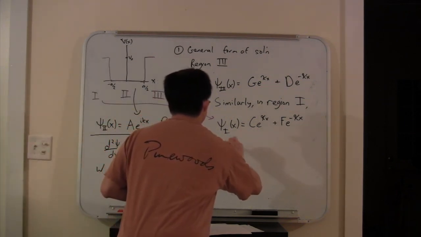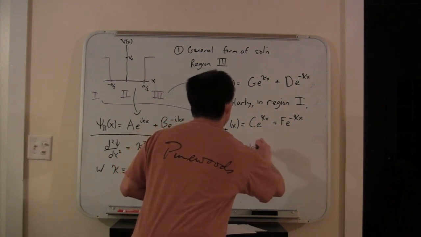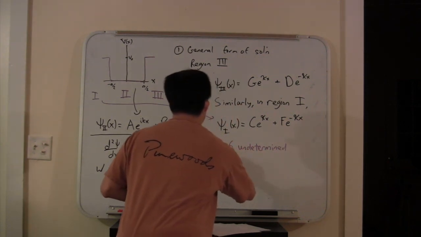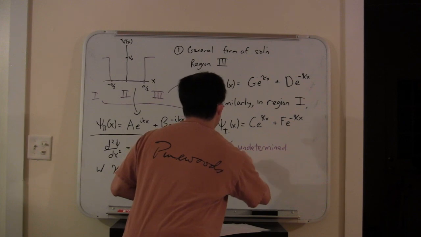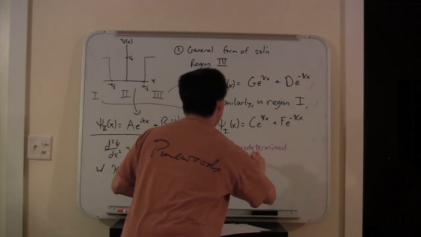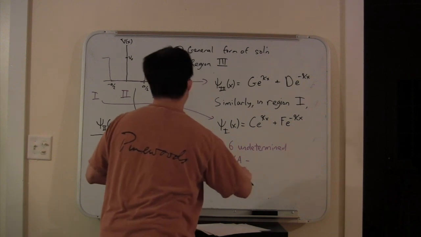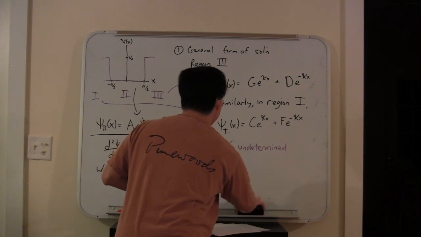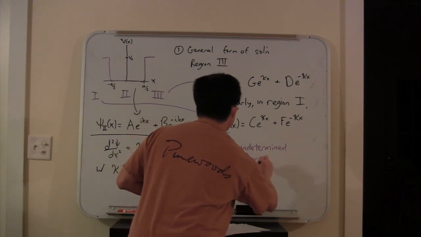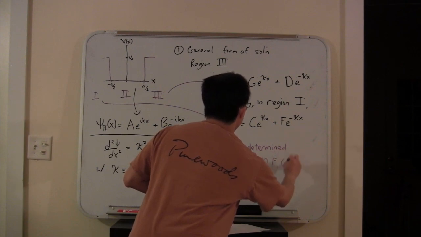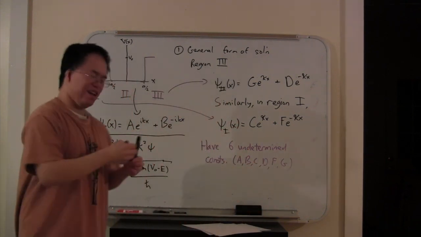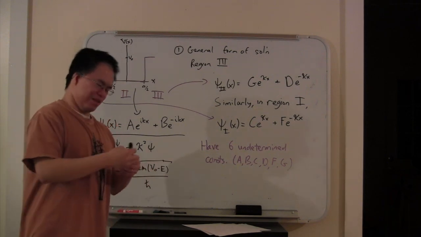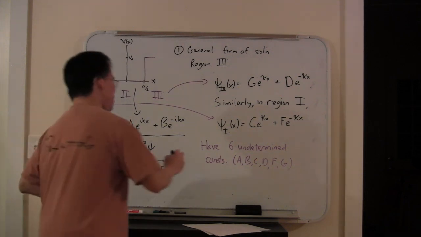So we have 6 undetermined constants: A, B, C, D, F, and G. I've just avoided E because E looks like energy, and so we'll need to figure this out by applying boundary conditions.